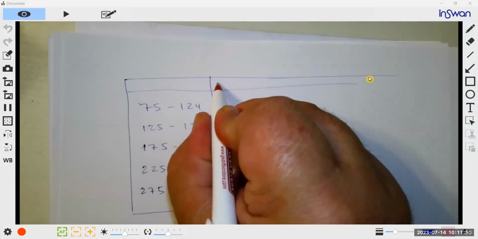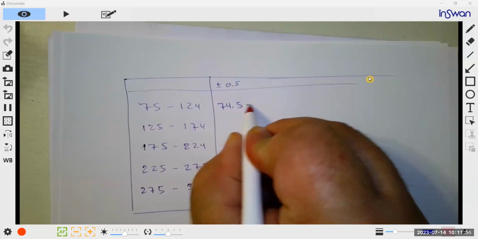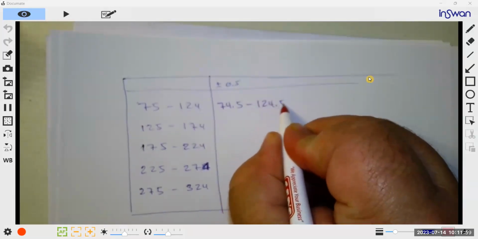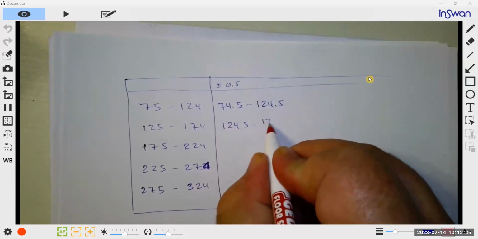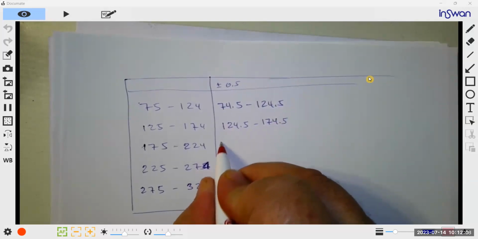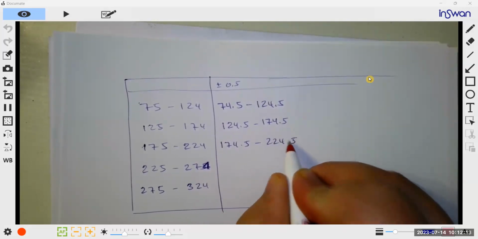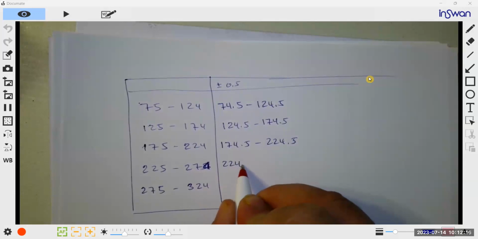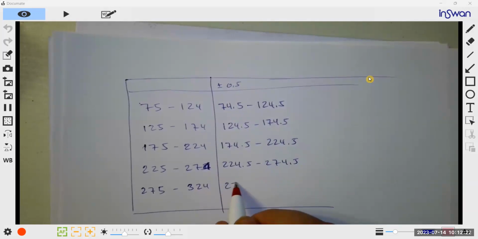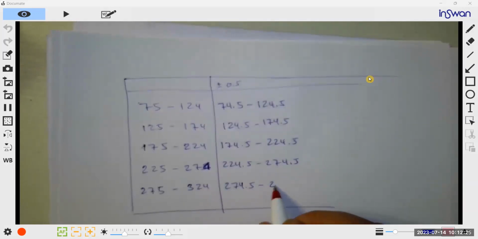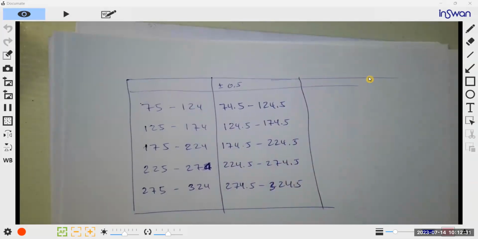So now here when we add or subtract the 0.5, we have 74.5 to 124.5, 124.5 to 174.5, 174.5 to 224.5, 224.5 to 274.5, and on to 324.5. But now you can ask, okay, what if somebody did have 124.5?